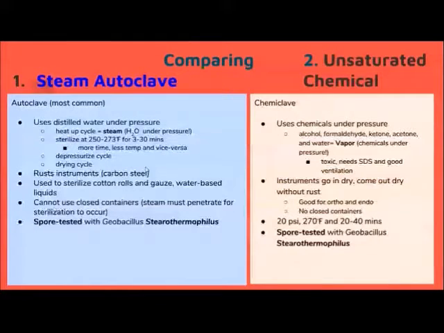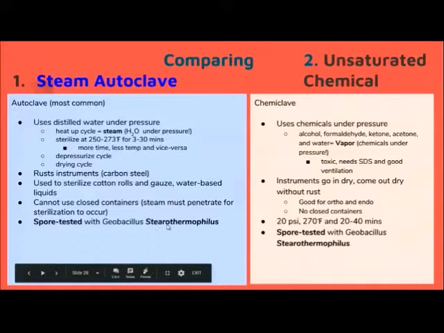So the steam autoclave, its biggest problem is that it will rust things, and you can't put any closed containers in it. Typically, a cycle is about 30 minutes long, and it uses about 250 to 273 degrees to heat up the water under pressure. And we use the spore called Geobacillus stearothermophilus to test it. And if you look at this, it has the word steam right in it, STEA almost. So this is our steam tester.